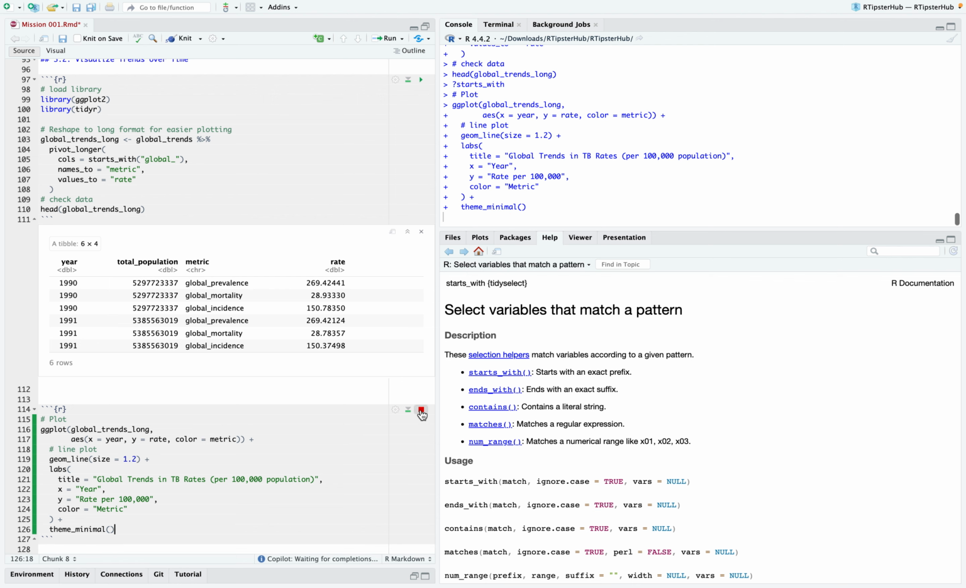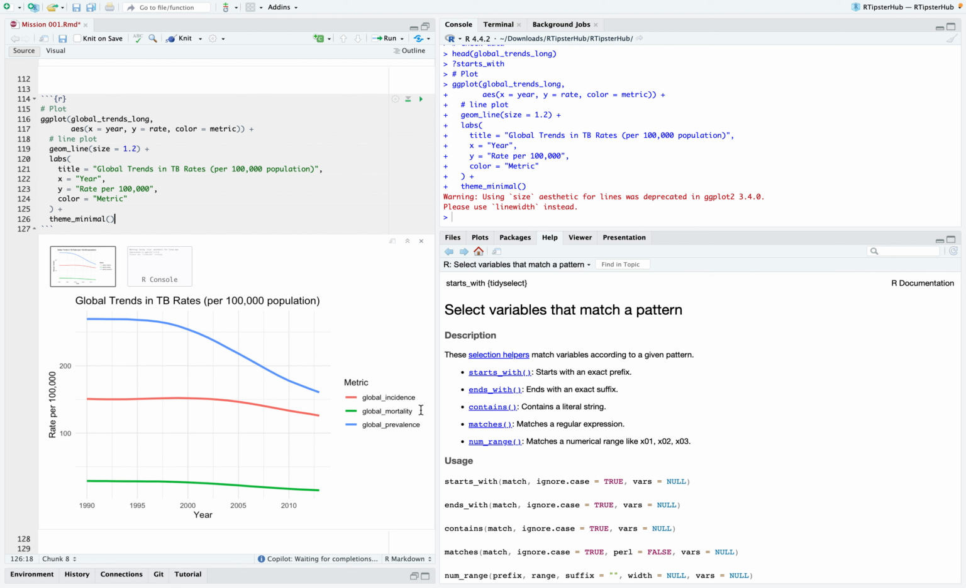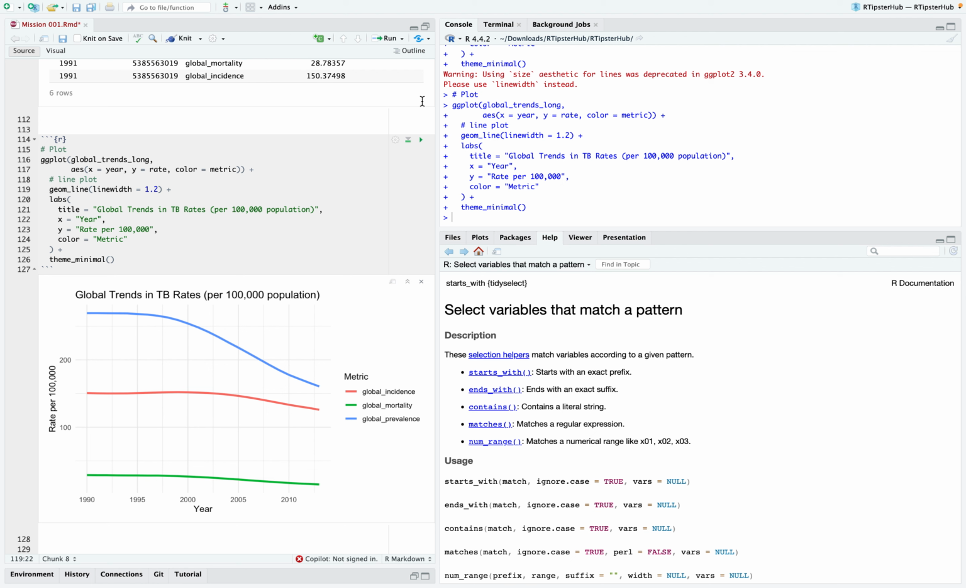So if we run this, okay, warning: using size aesthetic was deprecated in ggplot 2.3.4. Please use linewidth instead. Okay, so they say linewidth. Not a must, sometimes you can keep it out. Alright, so global trends in TB rates per 100,000 population, and then the rate.